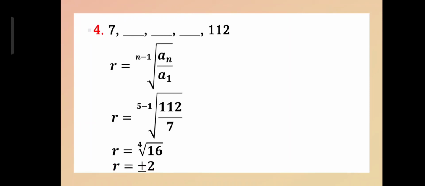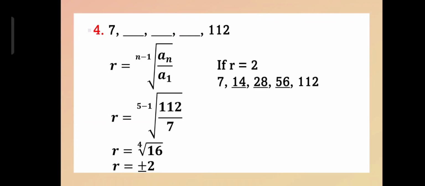Now, take the 4th root of 16. So R is equal to positive or negative 2. Since multiplying positive 2 and negative 2 by itself 4 times is equal to 16, or 2 times 2 times 2 times 2 is 16, or negative 2 times negative 2 times negative 2 times negative 2 is equal to 16. After getting the value of the common ratio, multiply it to the preceding term to determine the geometric means.